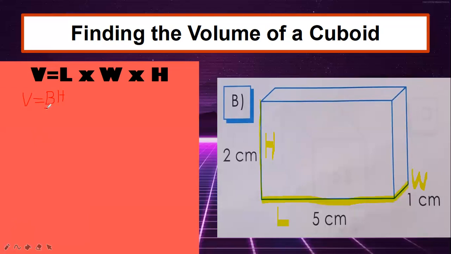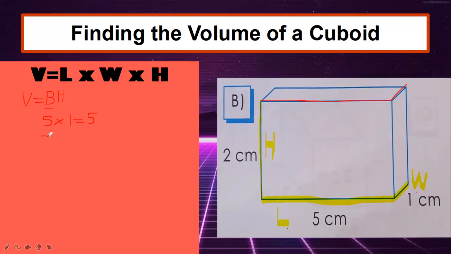So we have to find base. Base consists of length and width. It can be here at the bottom. It can also be here at the top, length and width. It's still the same. So 5 times 1, let me write that down. 5 times 1 is equal to 5. This is basic multiplication. Now our base is 5.